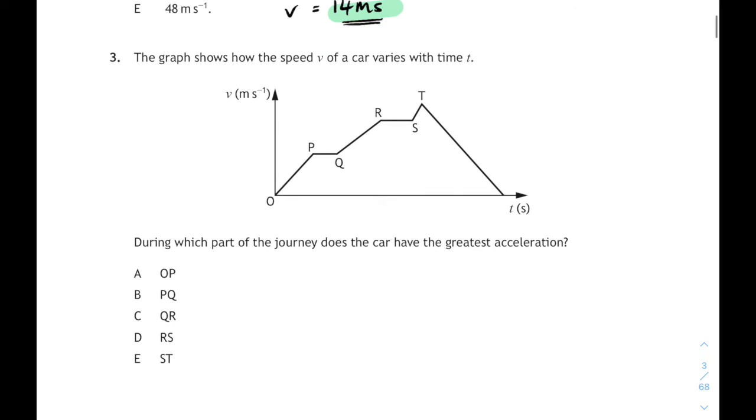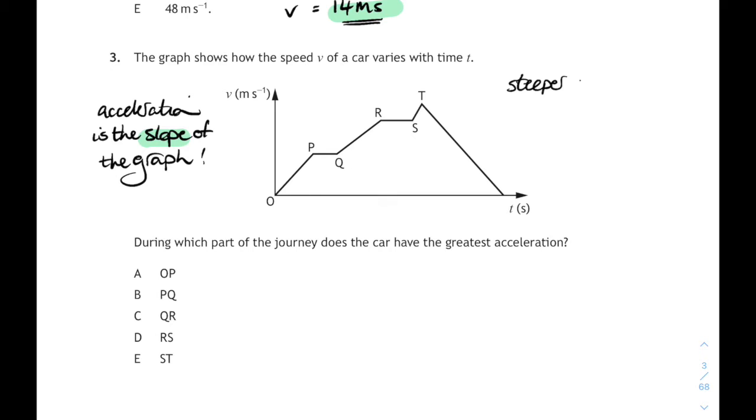Question 3. The graph shows how the speed of a car varies with time. During which part of the journey does the car have the greatest acceleration? Well, acceleration is the slope of the velocity time graph. So the steeper the slope, the greater the acceleration. So whereabouts on our graph is the slope of the graph the steepest? That's the bit with the greatest acceleration.